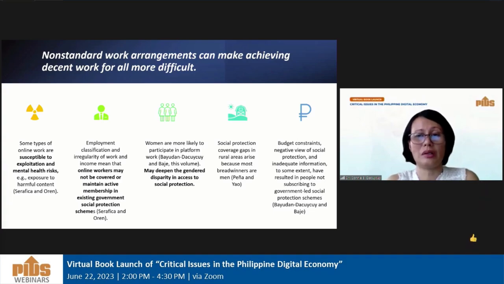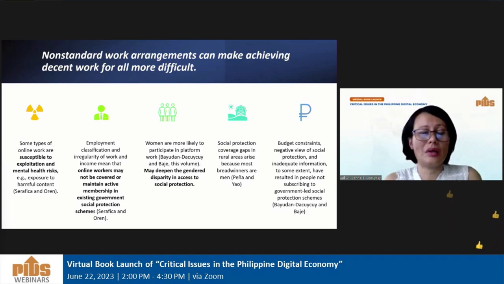So when we say decent work, these are opportunities that are productive and deliver a fair income, security in the workplace, and social protection for families, better prospects for personal development and social integration. But there are some types of online work that are susceptible to exploitation and mental health risks, for example, exposure to harmful content. And then there is no employer-employee relationship. Workers are not covered and protected by the labor code. And this results in income insecurity, the lack of social protection, and absence of social dialogue and workers' representation.